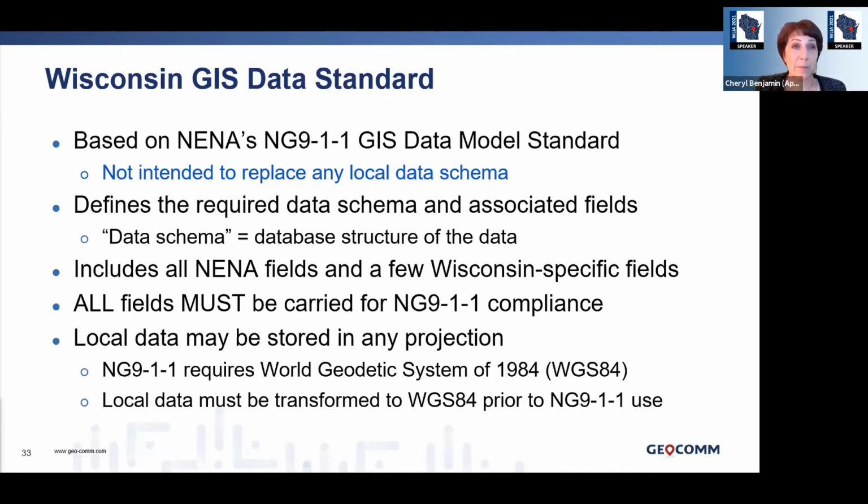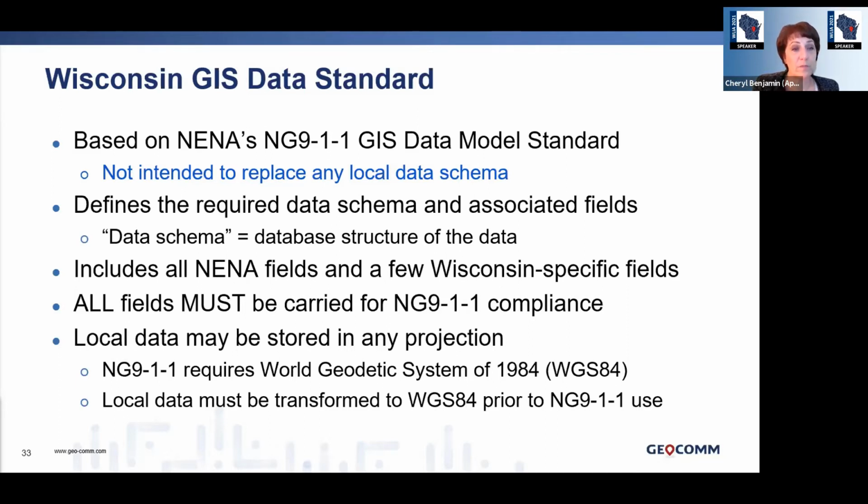Now your local data can be stored in any projection, and just an FYI, NG9-1-1 requires WGS 84, and it's going to need to be transformed to WGS 84 before it's used in Next Gen 911. You may not have to do that. Your core service provider or your spatial interface operator may do that for you. But the thing to note with data transformation is that it's very possible for it to cause errors in your data, very small shifts. So if you're going to do it, you really need to be referencing a geodesist or other person who's very familiar with data transformation.